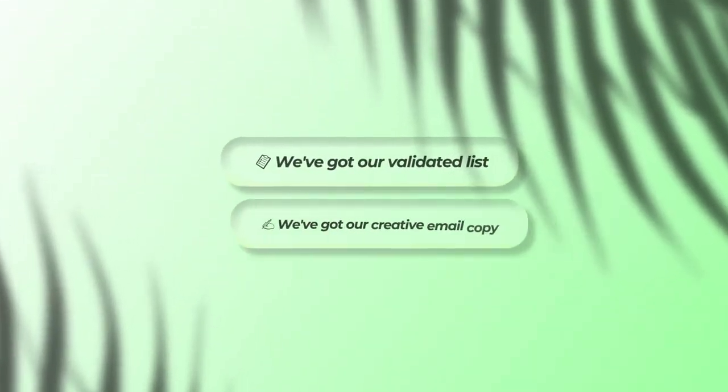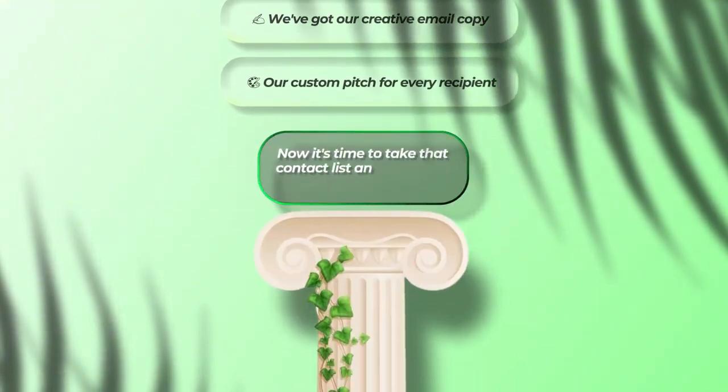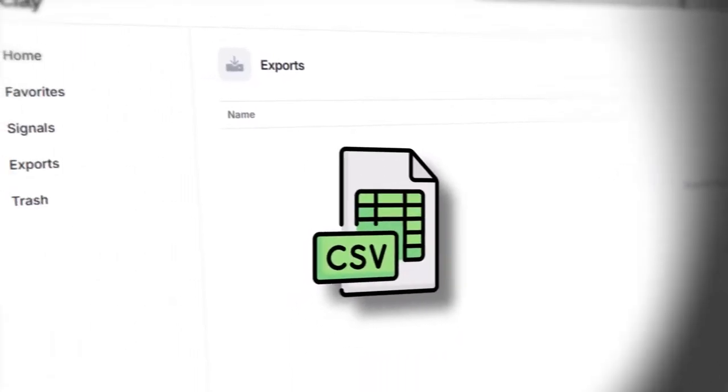All right, so now we've got our validated lists. We've got our creative email copy, our custom pitch for every recipient. Now it's time to take that contact list and get it into our sequencer. So the main thing to keep in mind is anything that you want to bring over that's AI copy has to be in a discrete column inside of Clay. When you export your entire list as a CSV, you're going to just map those columns as variables. So just like you would map first name or email address, we're now going to map our AI copy that we've written. So first name gets matched to first name, custom variable 1 gets matched to custom variable 1, custom line 2 matched to custom line 2, and so on and so on.